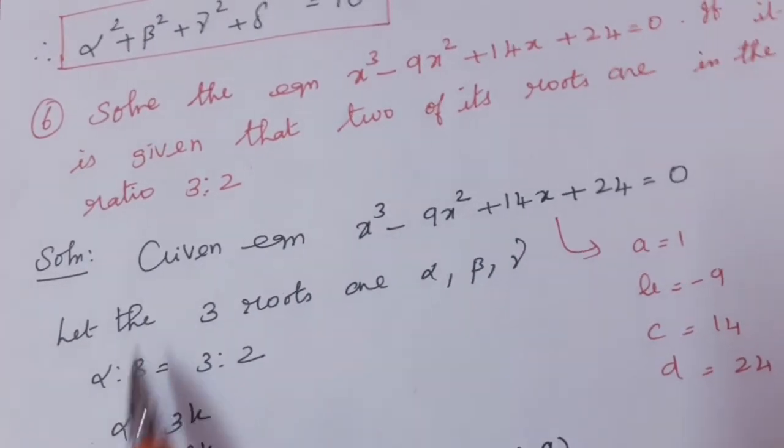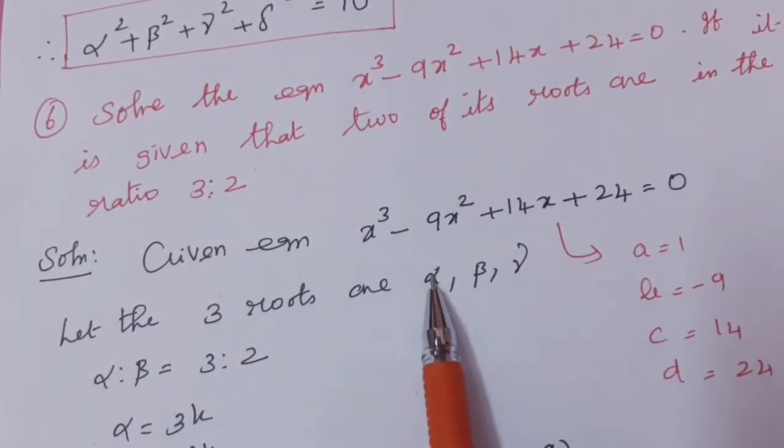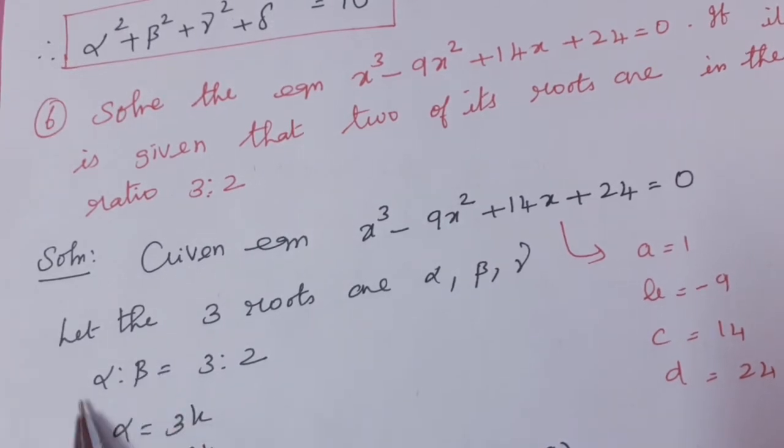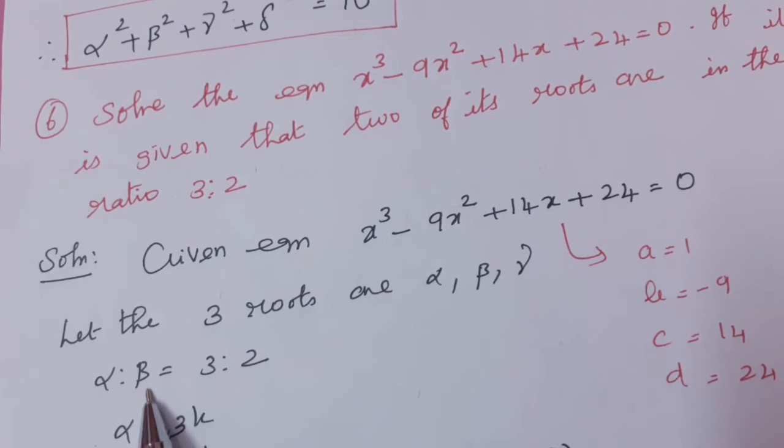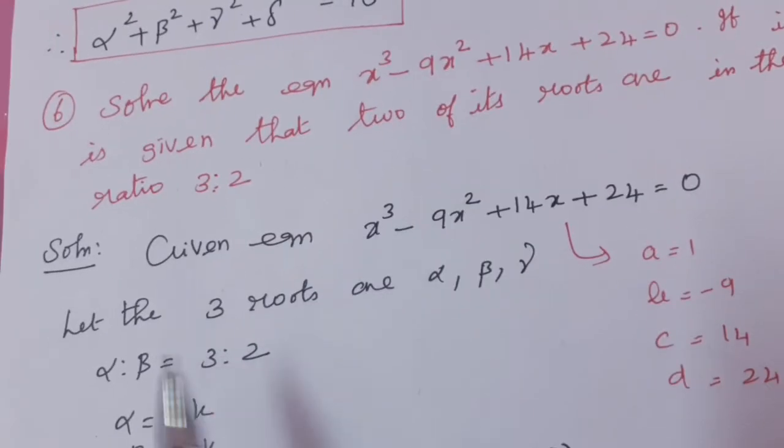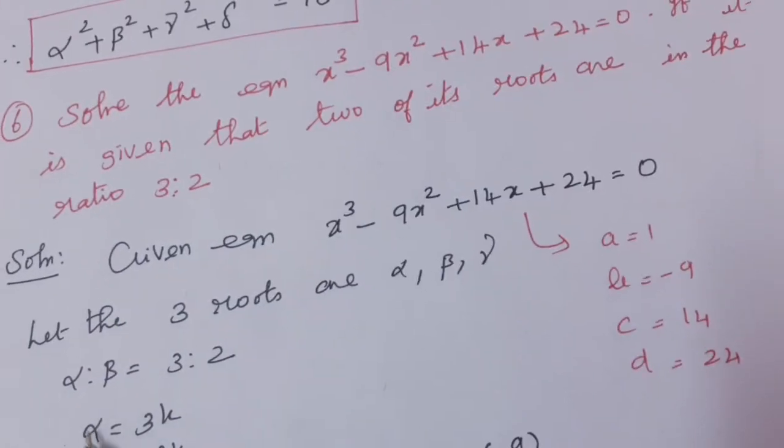Write down the values. Next, what is the question? The two roots are in the ratio 3:2. That is alpha and beta, alpha is to beta equal to 3:2. So having the ratio means multiplied with the constant. That is alpha equal to 3k, beta equal to 2k.